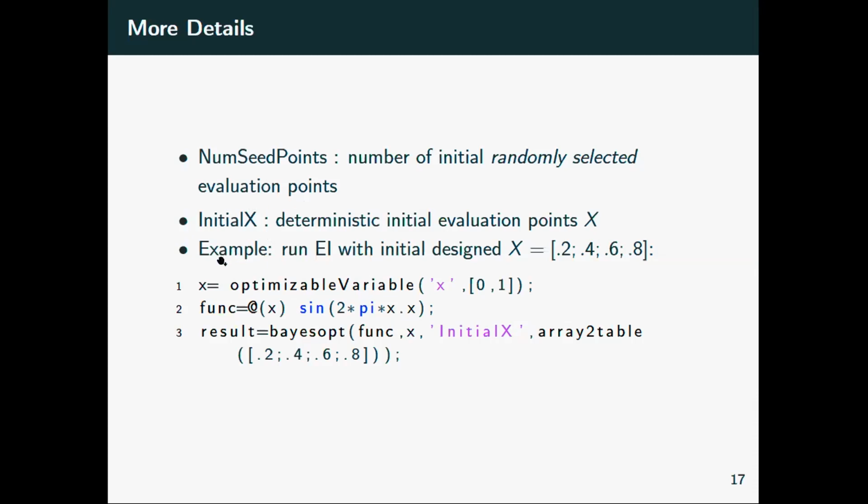So these 3 lines are an example of running the EI algorithm with the initial design points, with the initial design evenly spaced on the line. We can look at the MATLAB window to see how it runs.